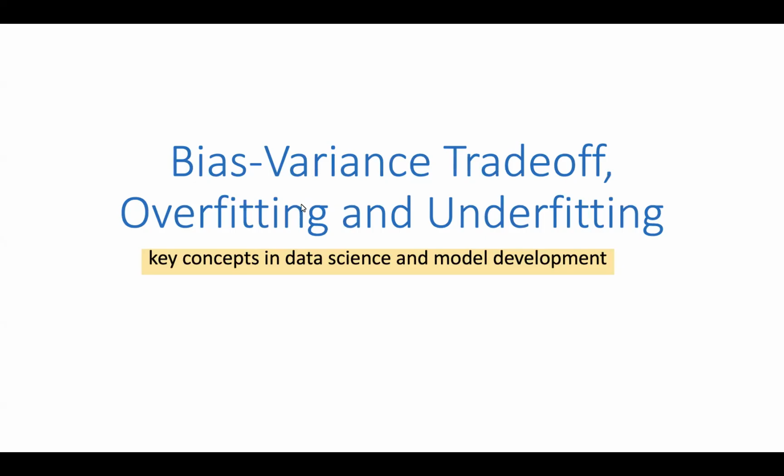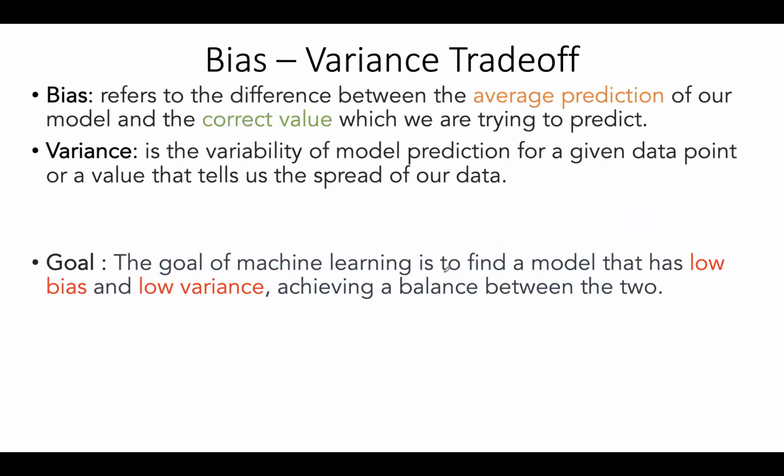Bias-variance trade-off, overfitting and underfitting are common challenges in machine learning that can significantly impact the performance and accuracy of a model. In this video, we're going to look at what these terms mean and how to avoid them. So, bias-variance trade-off: we can define bias as the difference between the average prediction of your model and the correct value which you're trying to predict.